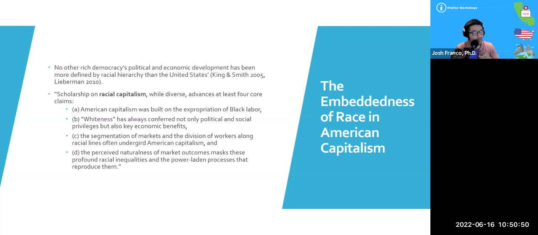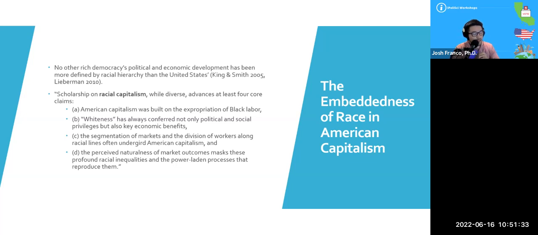Second is this notion of whiteness, which has always conferred not only political and social privileges, but key economic benefits. We've seen this obviously through the institution of slavery. We've also seen this in federal and state laws that discriminate against African Americans and other people of color, from getting loans to buying property to owning businesses to operating companies. And if you have a system that not only segregates people, but does not permit them to participate in the broader economic sphere, then it creates a capitalism that's based on race.